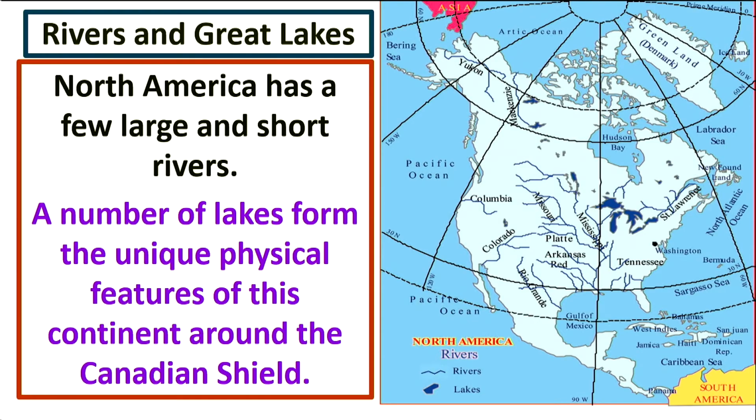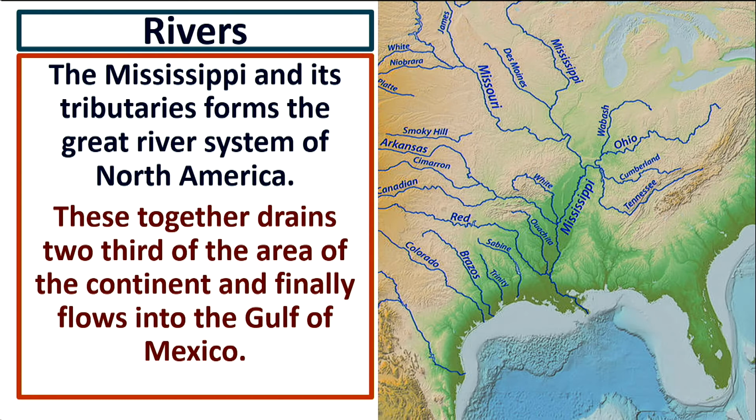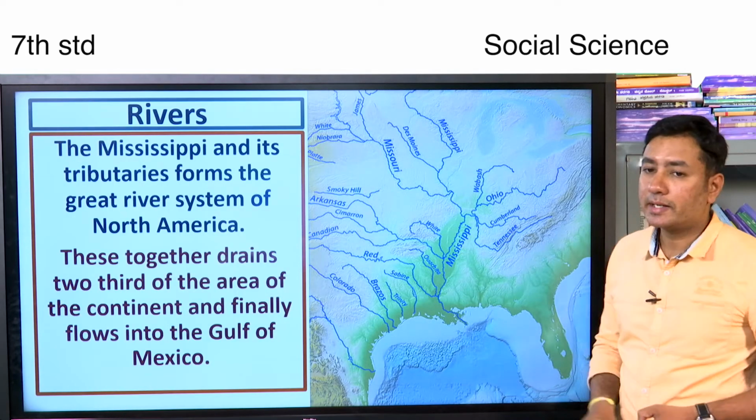Let's come to the rivers and Great Lakes of North America. North America has a few large and short rivers. Most of the lakes are present in the Canadian Shield only. Now it is the river map. The Mississippi and its tributaries form the great river system of North America. These together drain two-thirds of the area of this continent and finally flow into the Gulf of Mexico. Here you can see all the rivers joining together and flowing into the water body called the Gulf of Mexico. This vast area was covered by river basins only.